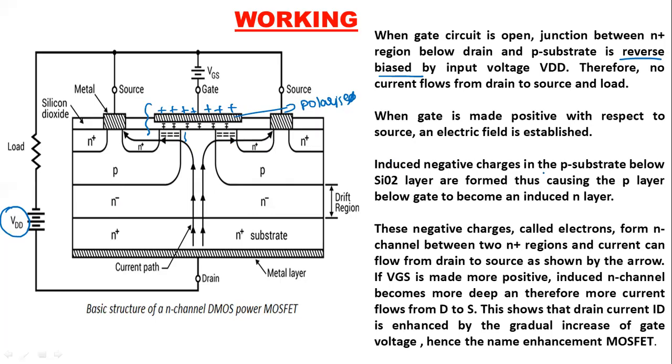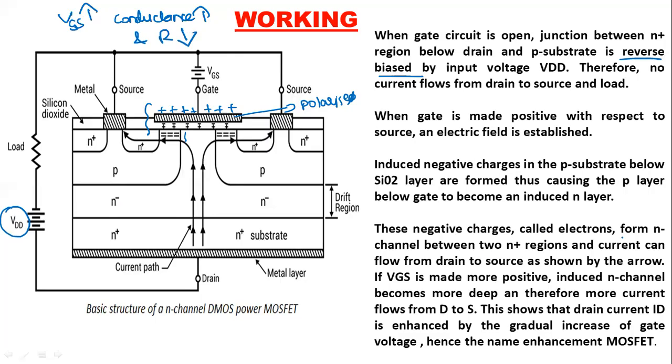The induced negative charge in the P substrate below the gate layer is formed, thus causing the P layer below the gate to become an induced N layer. There will be a flow of current from drain to source depending upon the polarity. As the gate voltage is increased further, more charge gets induced, conductance increases and resistance decreases. So as VGS increases, conductance increases and resistance in turn decreases.